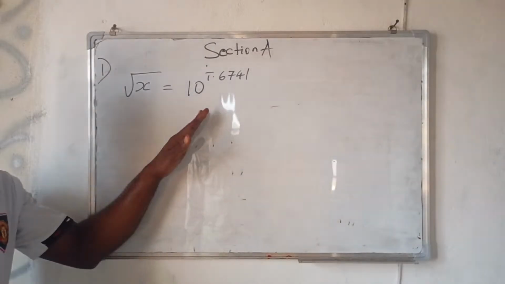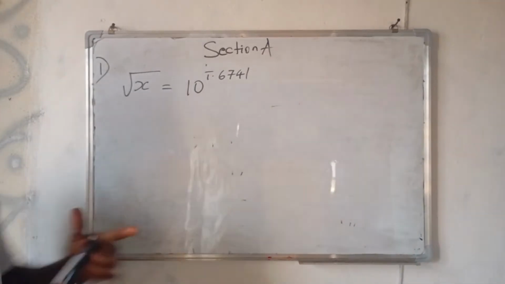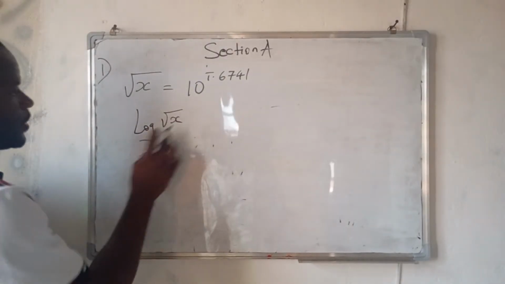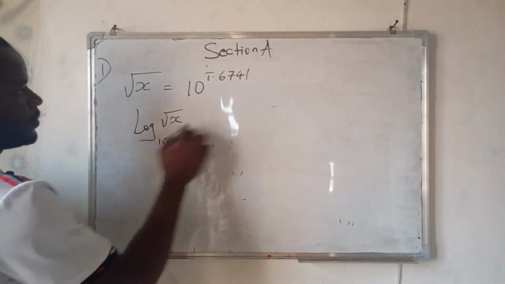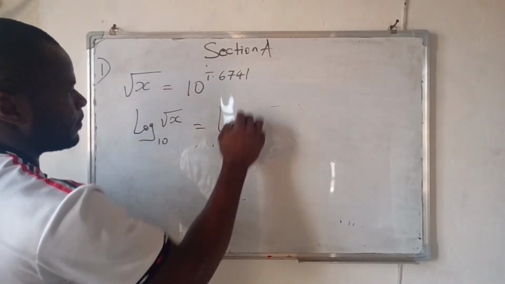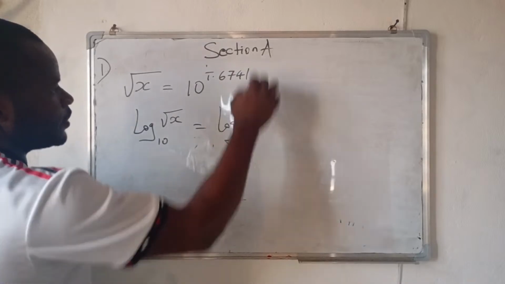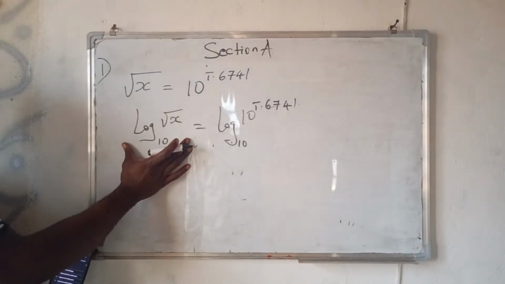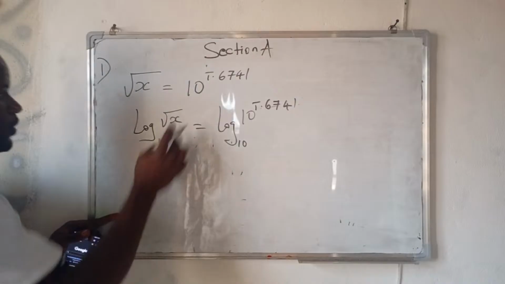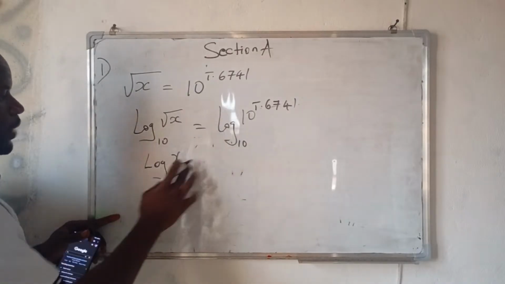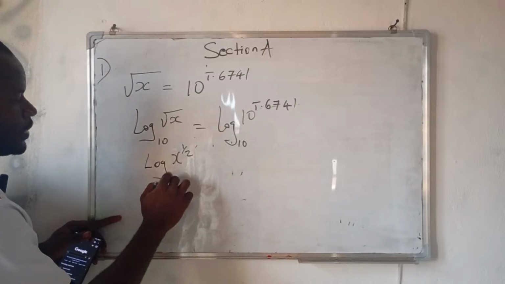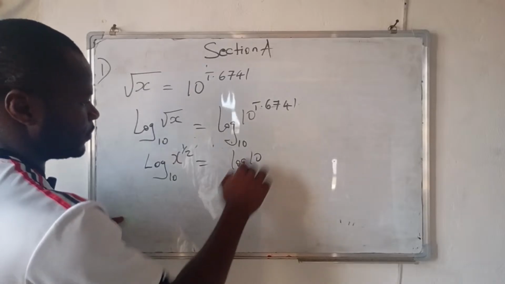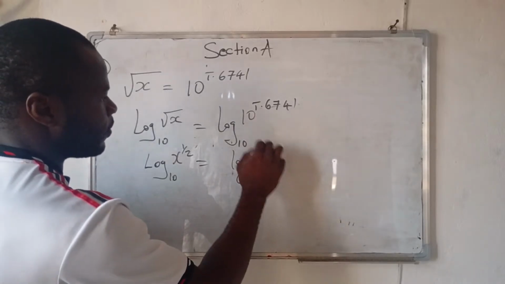So here, this is very simple. You just have to take the logarithm of both sides. Taking the logarithm of both sides, you have log of square root of x, base 10, equals log of 10 raised to the power of 1.6741, base 10. Now, using our fractional index, x to the power of 1 over 2, staying in base 10, equals log 10 base 10 raised to the power.